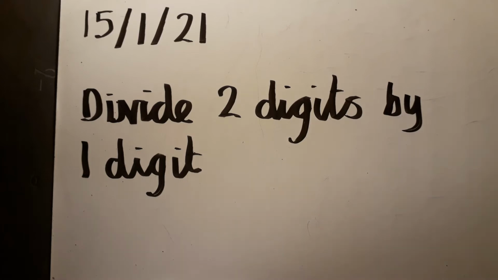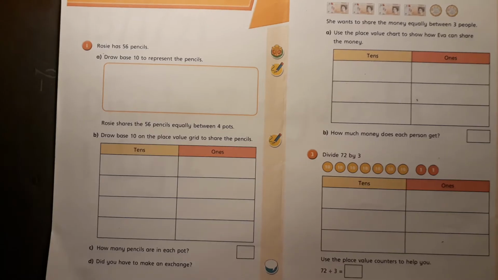Good morning, Year 4. This is my hints and tips lesson for our maths lesson today. Divide 2 digits by 1 digit, and this should be a recap of work that you have done in Year 3. Now, the strange thing is today, if you're working with me on my video, I don't want you to do questions 1, 2 and 3.